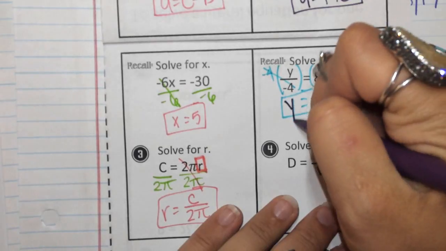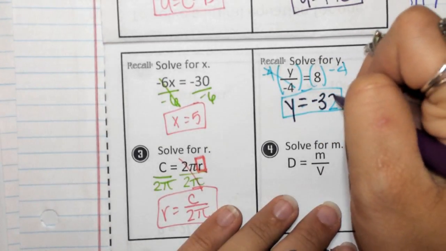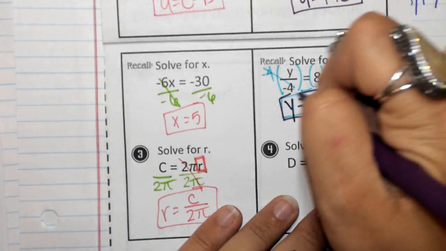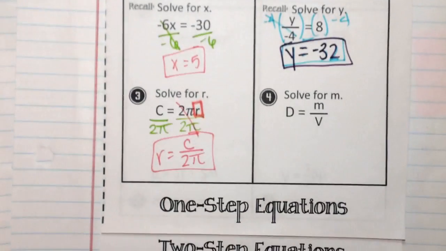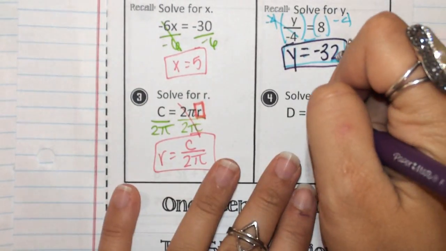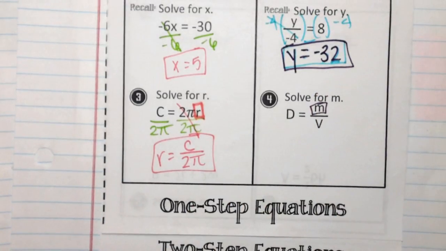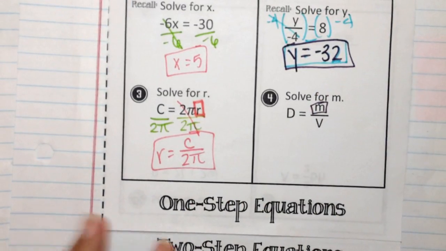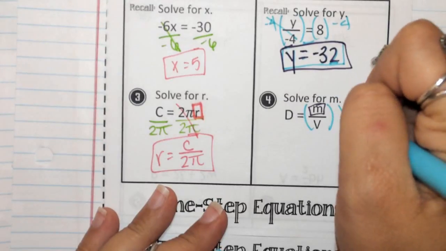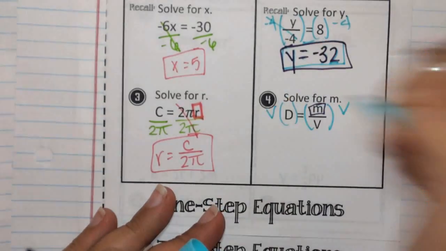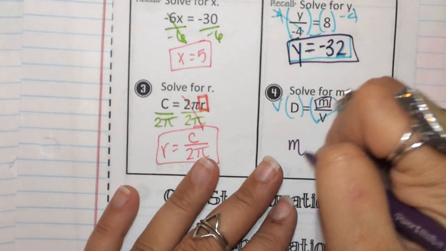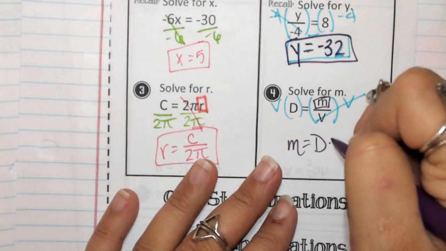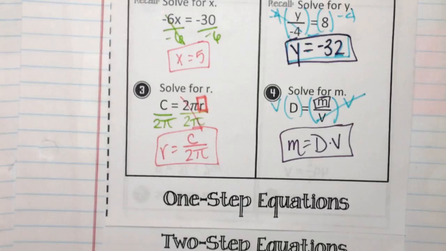My markers are dying. Okay, so now that we've done that one, let's look at the next one. We're trying to get m by itself, so we're going to put a force field around m. What would we do to get rid of that fraction? Multiply by v. So what does m equal? dv or vd, either of those.